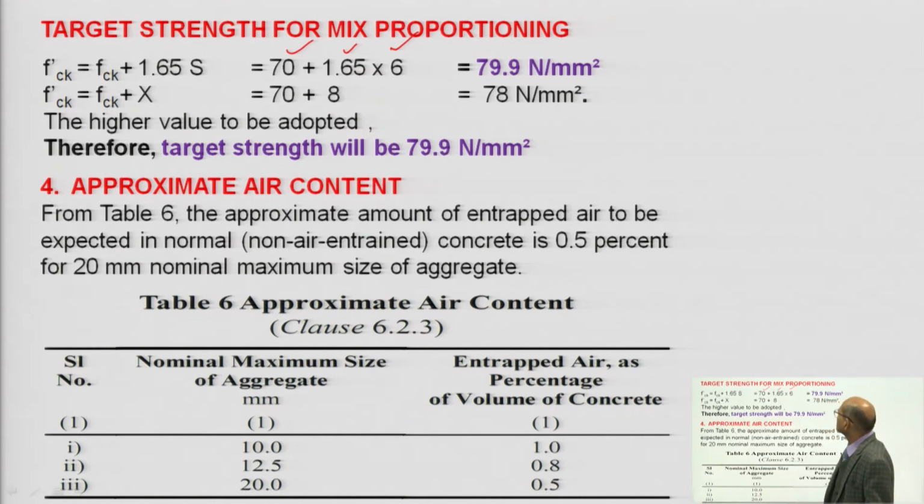Once we get the exact value, it can be found out by testing 30 samples, and one sample consists of 3 cubes. So at least we have to test around 90 cubes to get the standard deviation as per the procedure laid down in IS 456:2000. Similarly, the X-based value is 78. Out of these two values we have to consider the maximum value.